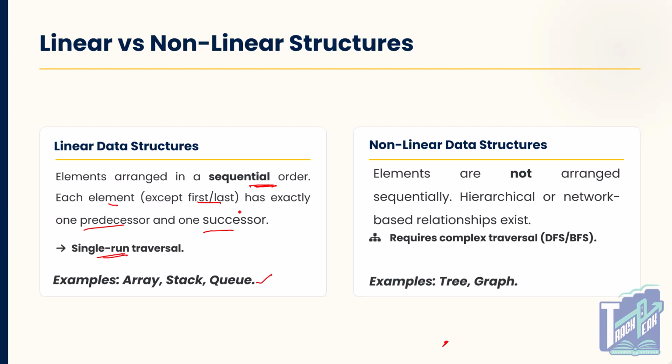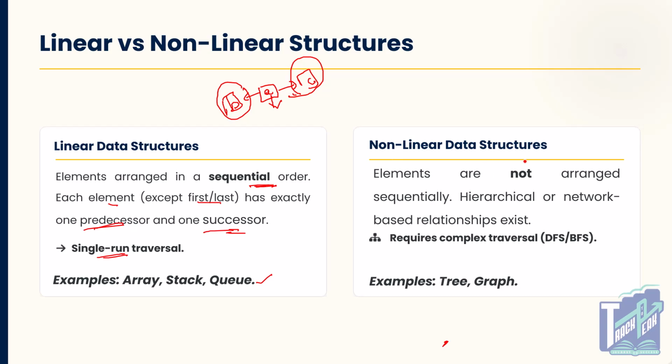Predecessor and successor, for example: here there is an element called A, here an element called B, and here an element called C. For the current element B, the predecessor is A and the successor is C. So the element before the current element and the element after the current element are called the predecessor and successor. So in a linear data structure, except the first and last element, each element has one predecessor and one successor.